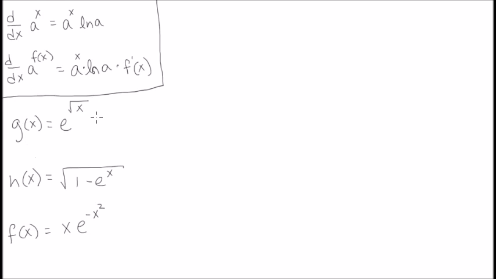All right, so for the first example, we have that the derivative of g with respect to x is going to be equal to e to the square root of x times the derivative of the square root of x, which is 1/2 x to the negative 1/2. If we want to be nice about it, we would write e to the root x over 2 root x.